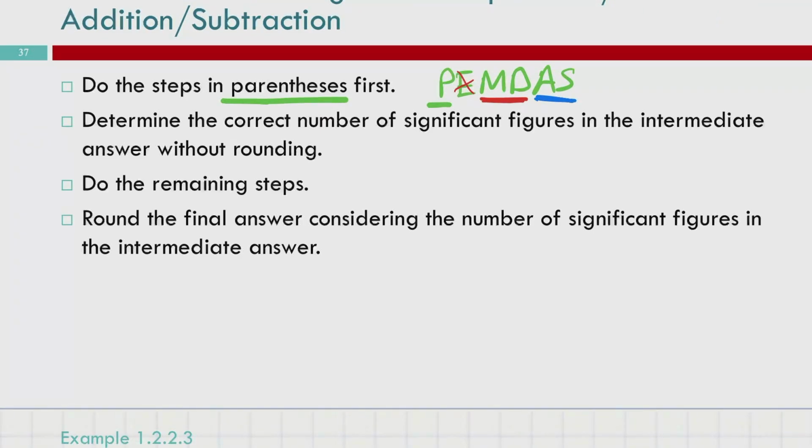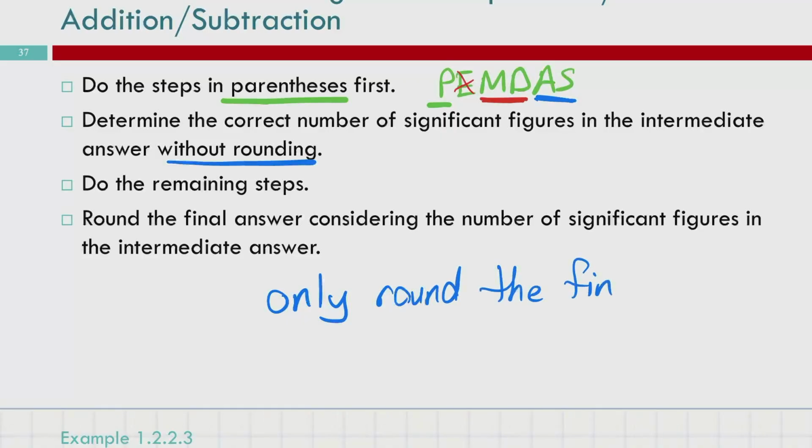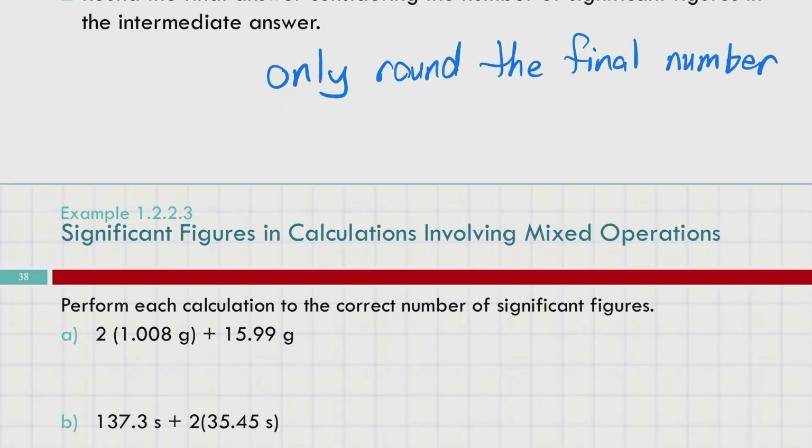Another important part is we're going to get intermediate answers without rounding. We're going to only round the final number. Since we're doing multiple steps, this is where it becomes increasingly important that we keep track of our significant figures. I like that little red underline, or whatever color underline, to keep track of where my significant figures are. So I'll show you what that looks like.